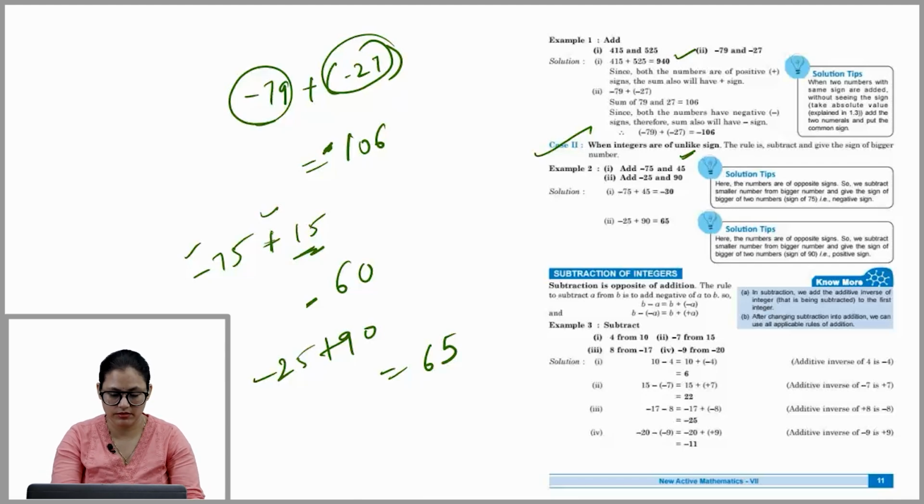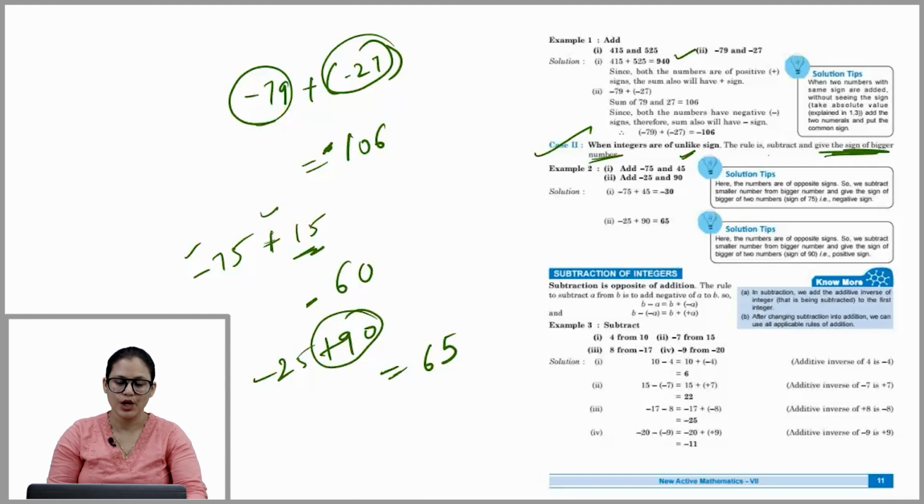We will not write negative here, we will write positive, because according to this rule, give the sign of the bigger number. So which one is the bigger number? 90. So we will give the sign of that number only.